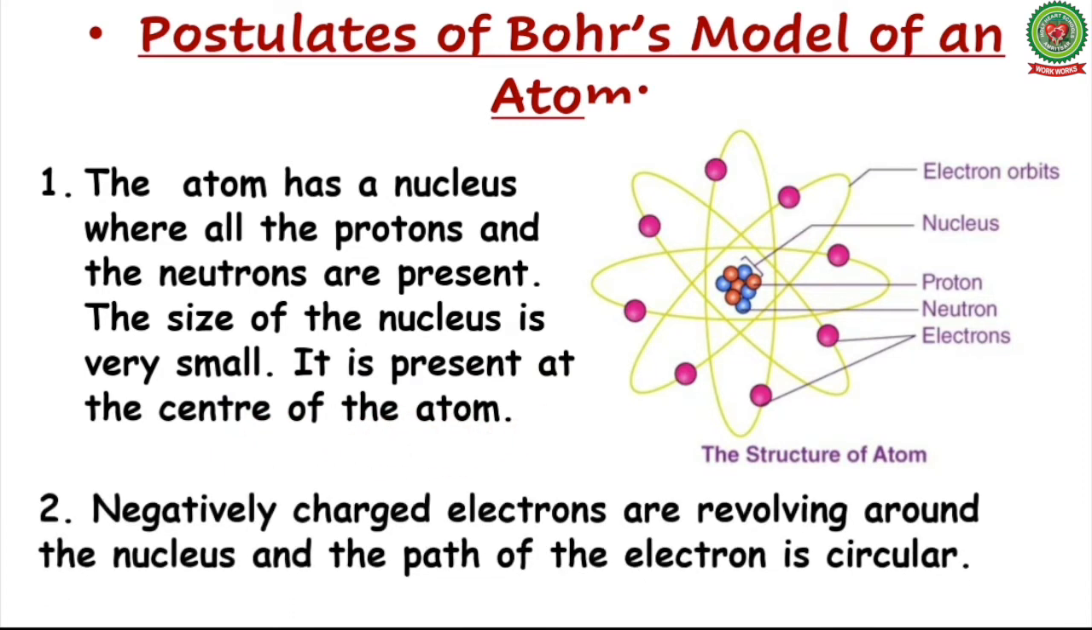The second postulate tells us that the negatively charged electrons are revolving around the nucleus and the path of the electron is circular. So electrons are revolving around the nucleus. So how does the model of the atom look? The nucleus is at the center, which has protons and neutrons, and electrons revolve around the nucleus.